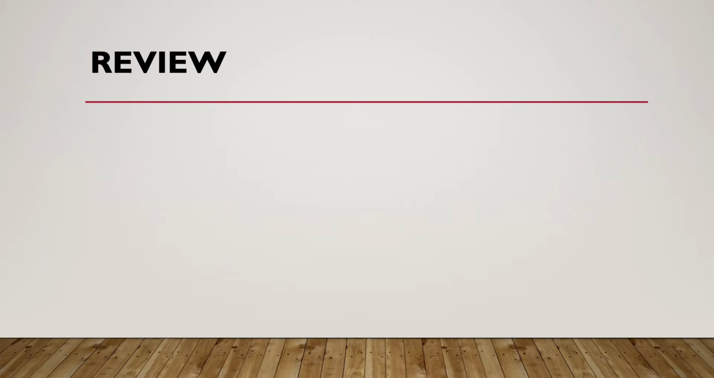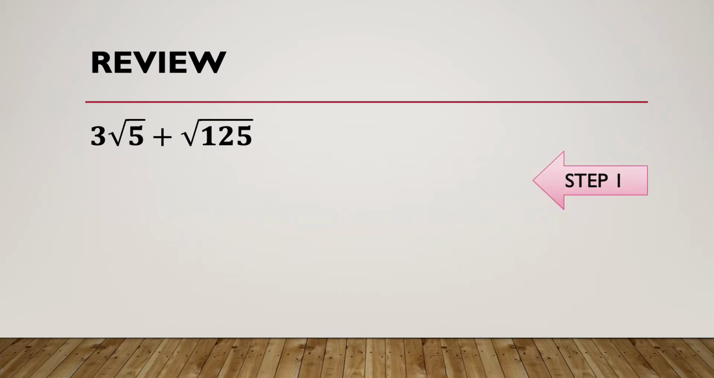Now let's have an example. 3 square root of 5 plus square root of 125. Step 1. So simplify each radicand. 3 square root of 5 is already simplified, while the square root of 125 will be square root of 5 squared times 5.